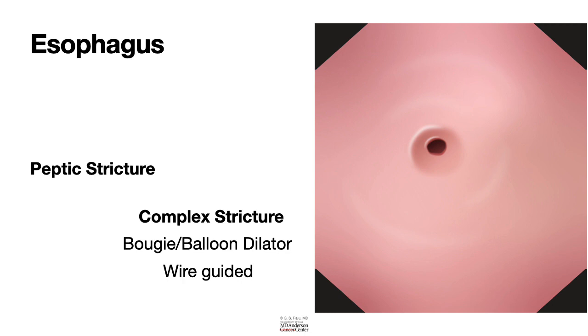So we talked about simple stricture. A short stricture is a simple stricture, a relatively wider bore. Complex stricture is a longer stricture, tighter stricture, and angulated stricture. Dilation with either a bougie, with or without a guide wire, and a balloon dilator. These are the things that can be used for esophageal stricture dilation.